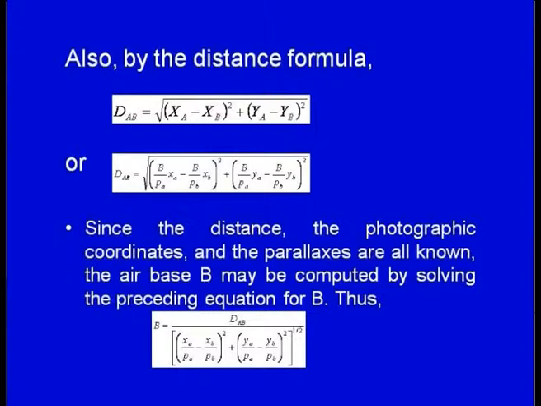D is equal to under root of B divided by P A multiplied by x A minus B divided by P B multiplied by x B whole square plus B divided by P A multiplied by y A minus B divided by P B multiplied by y B whole squared. Since the distance, that is the photographic coordinates, and the parallax are all known, the airbase B can be computed by solving the preceding equation for B. Thus, B can be expressed as distance A B on the ground divided by the under root of x A over P A minus x B over P B whole square plus y A over P A minus y B over P B whole square.